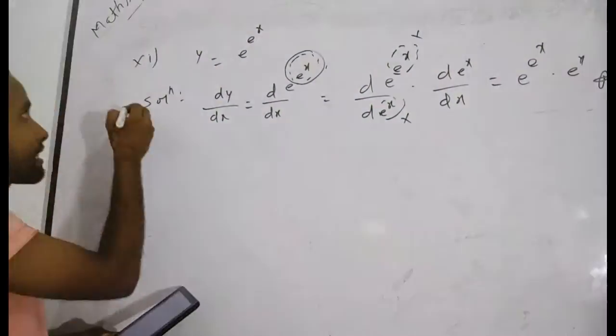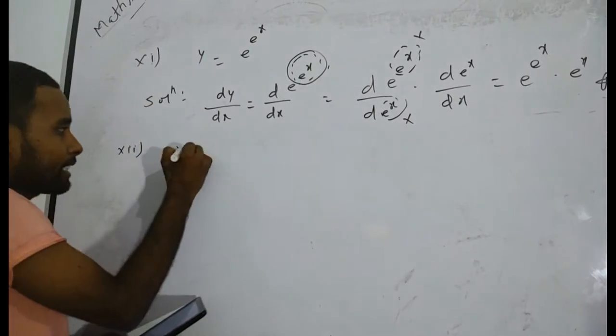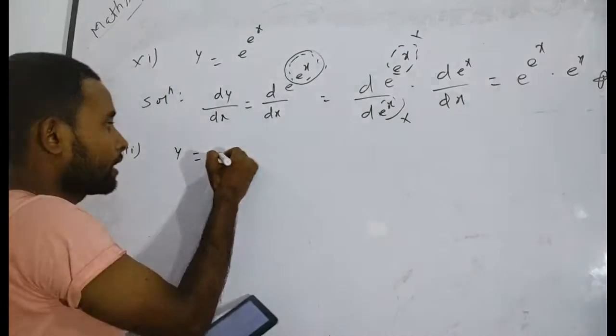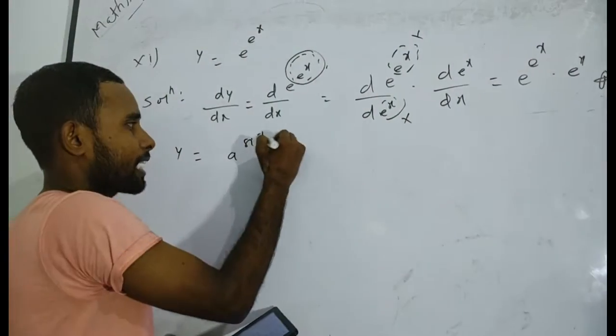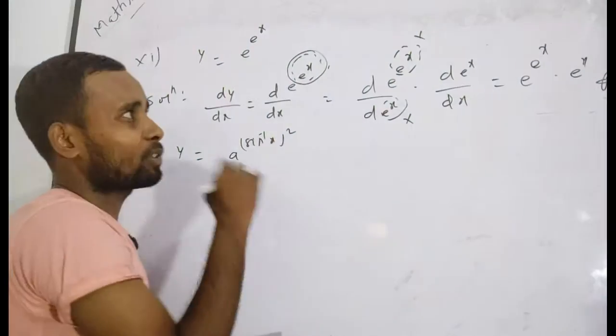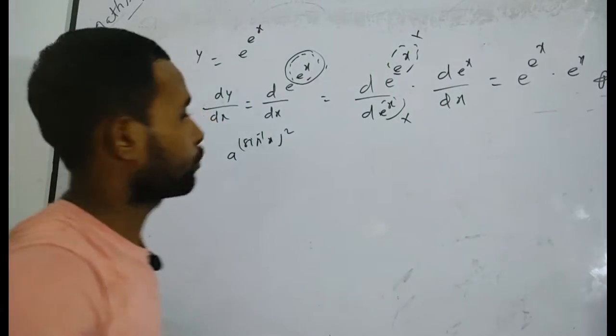Now next question, see here, 12. There is given y is equal to (a to the power sine inverse x) whole square. Now I want to tell you firstly your formula, a new formula for you.